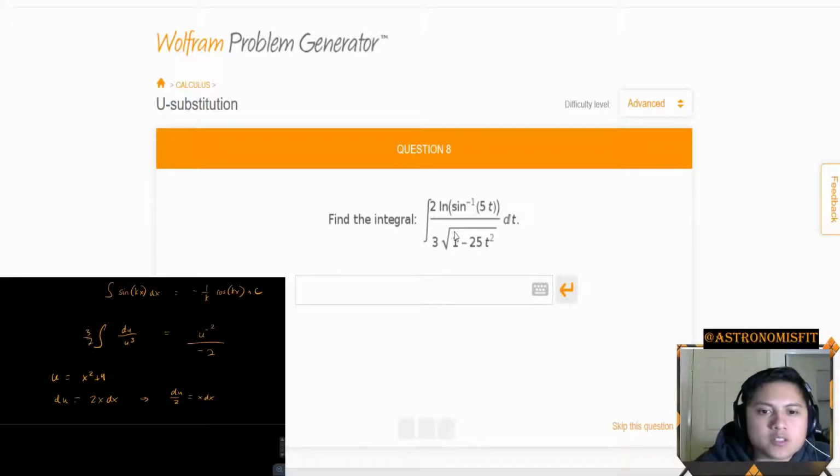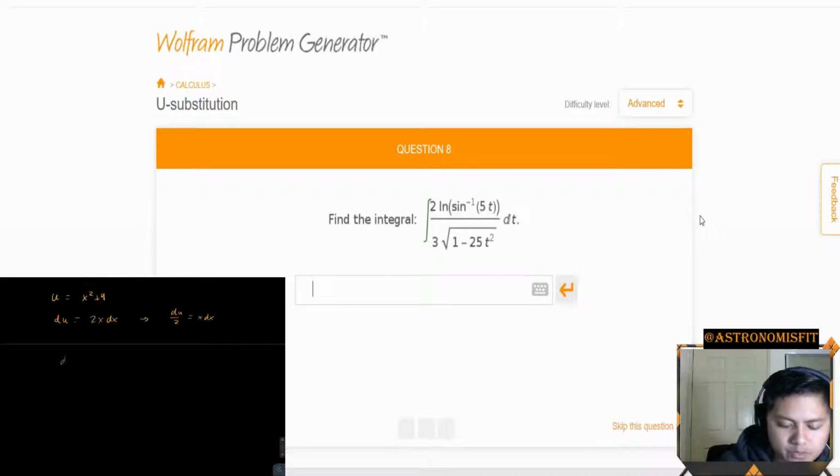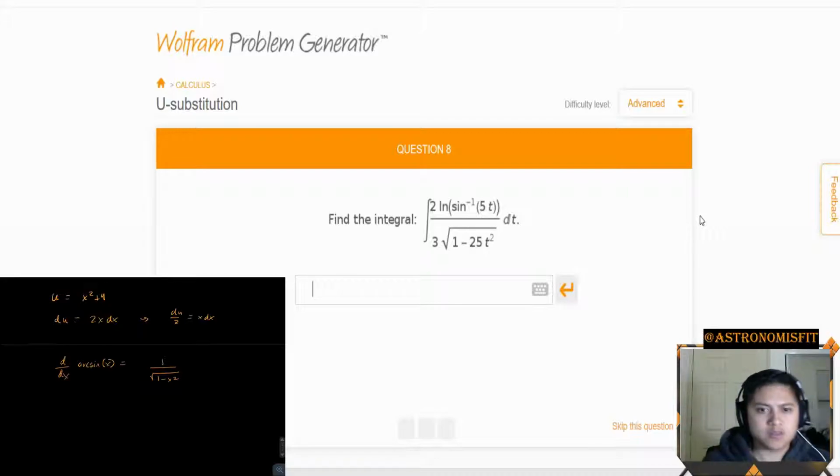Next one. Oh my goodness. This looks absolutely horrifying, but I think we're going to be okay because if I remember correctly, I believe it's d by dx of arc sine of x is equal to 1 over square root of 1 minus x squared, because that's what we have in the denominator there, right? So if we have, oh boy, whew. This is not an easy one.